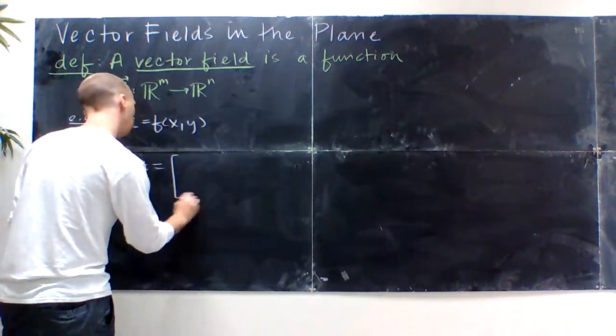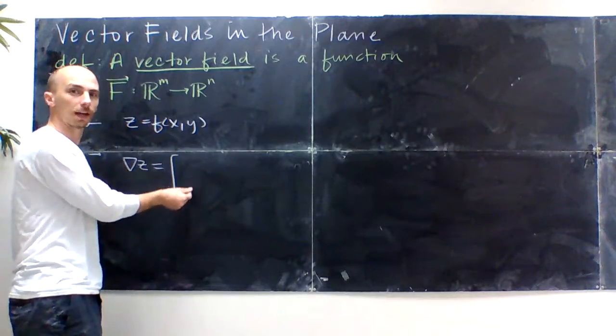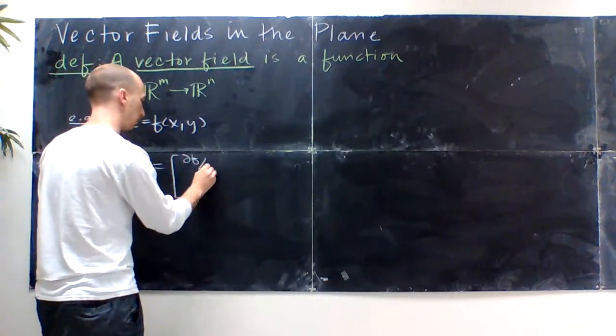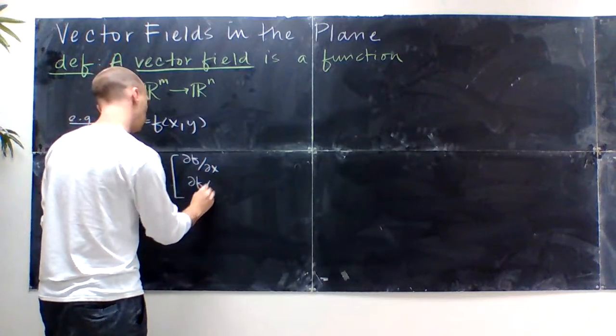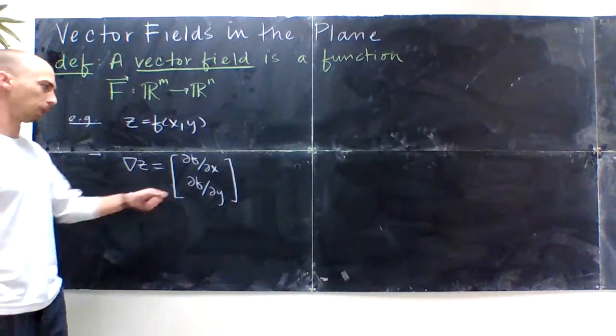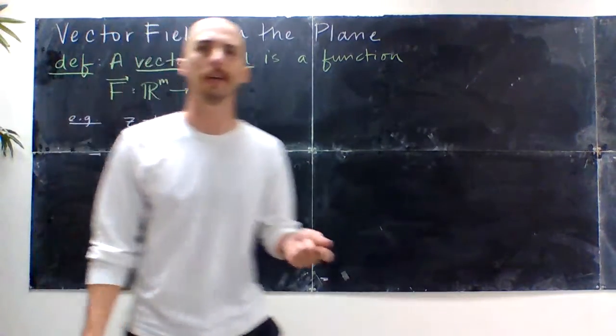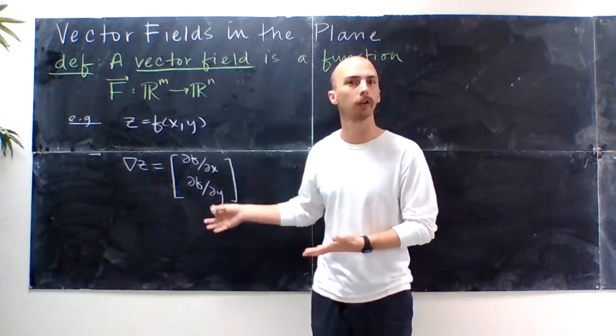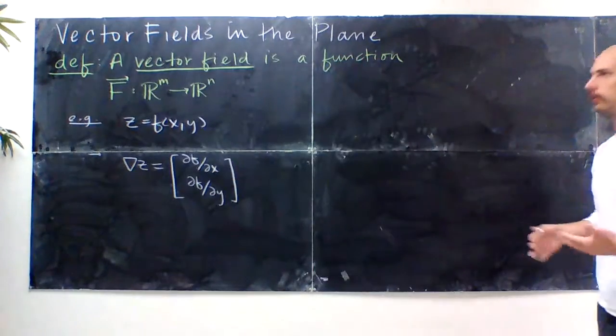was equal to the partial of f with respect to x and the partial of f with respect to y. Well, those can both be functions of x and y. So really it is a function that takes in x's and y's and gives you back a vector. That makes it a vector field.